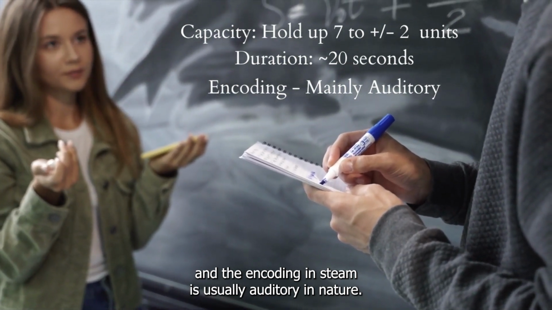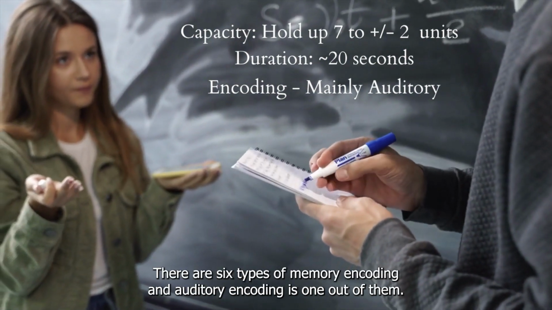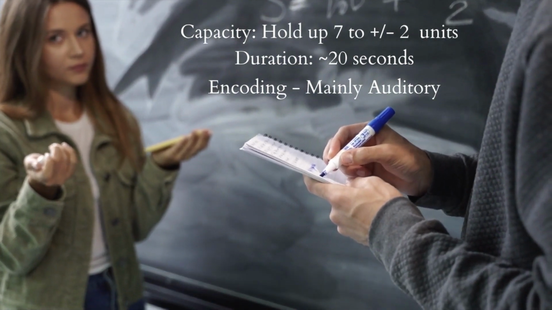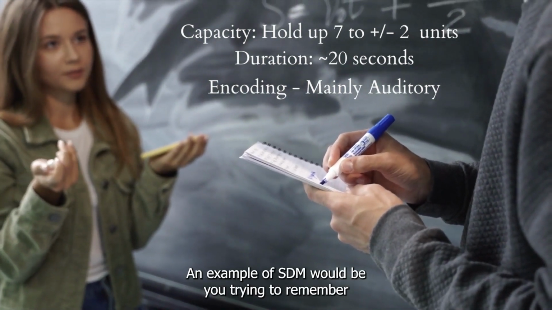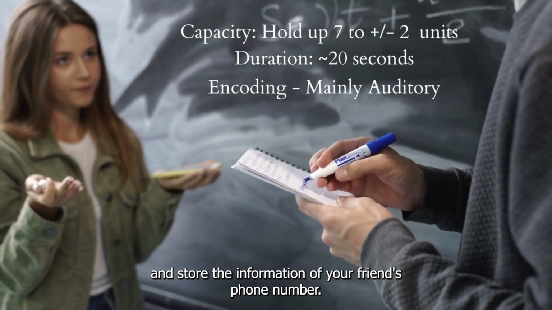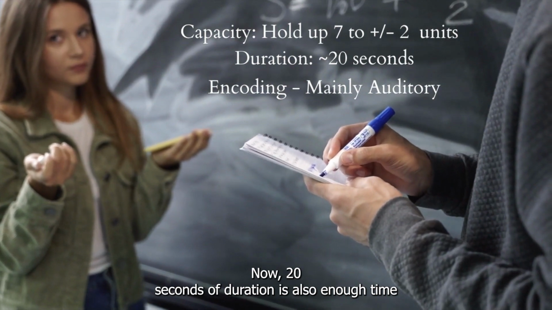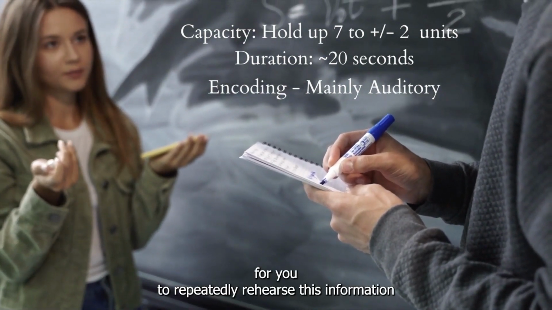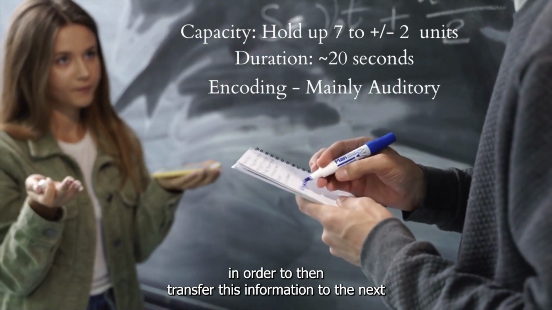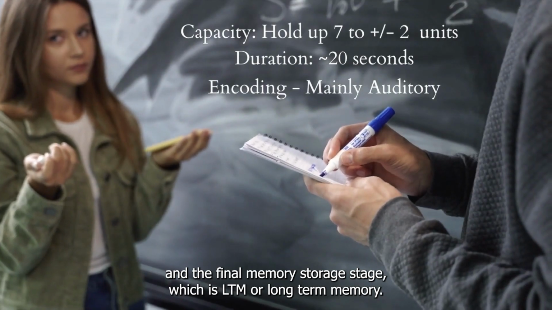Recall from the previous video on encoding, there are 6 types of memory encoding, and auditory encoding is one of them. An example of STM would be trying to remember and store your friend's phone number. Now 20 seconds is a long enough time for you to repeatedly rehearse this information in order to transfer it to the next and final memory storage stage, which is LTM or long-term memory.